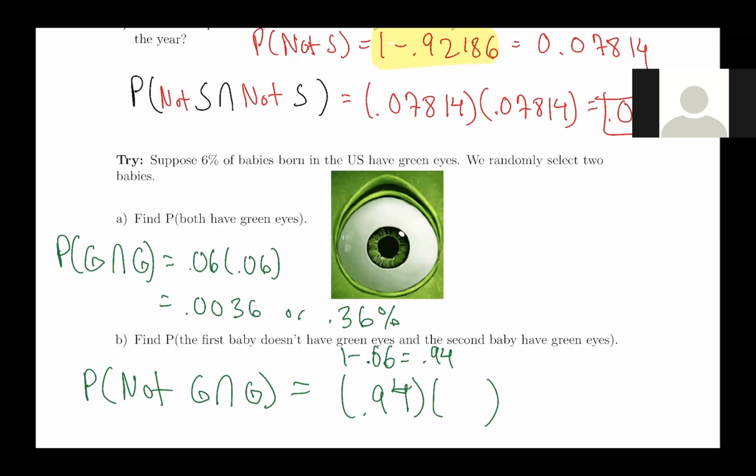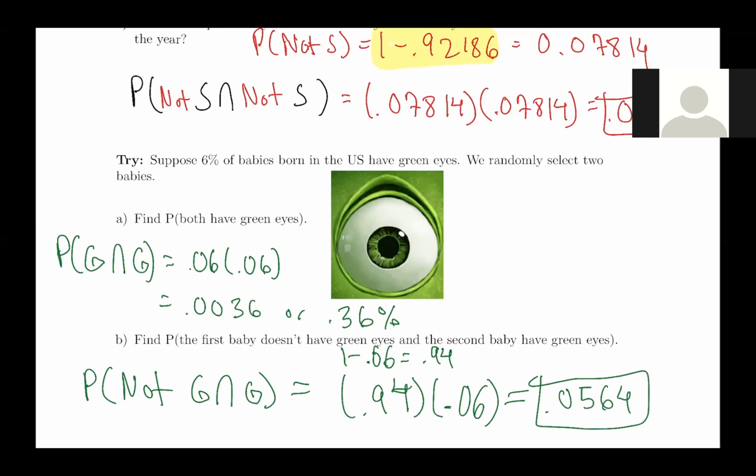Then what we want to do is find the percentage of babies that have green eyes, which is still 0.06. Any question? I got 0.94 times 0.06. If you multiply those two out, you should get 0.0564. And that's your final answer.